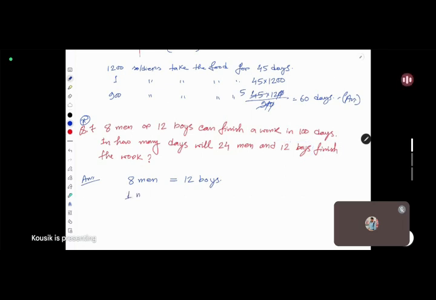So one man is equal to 12 by 8 boys, and 24 men equal to 12 by 8 into 24, 36 boys.